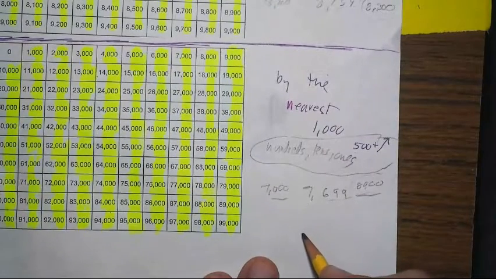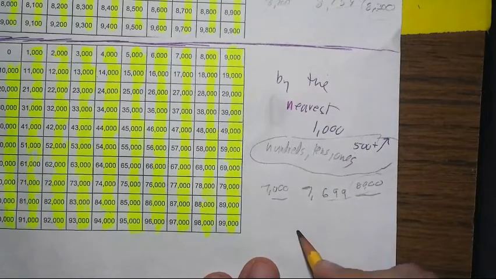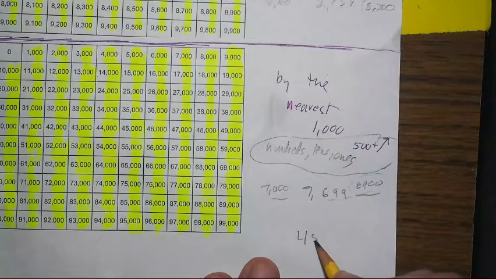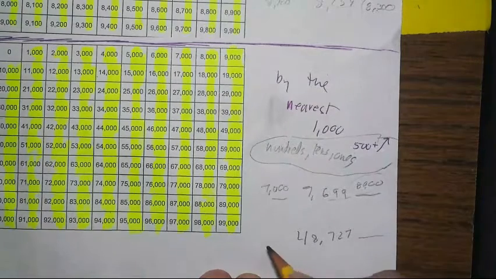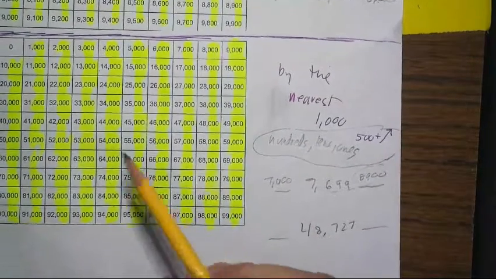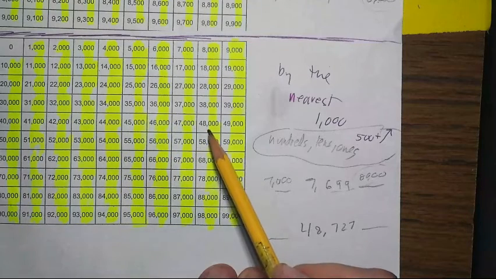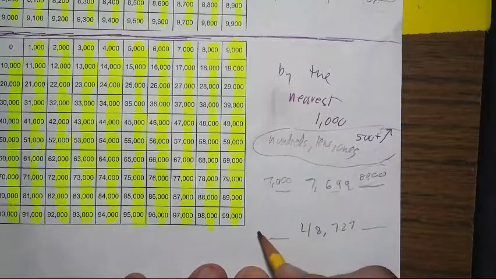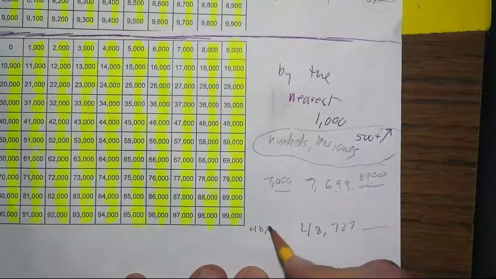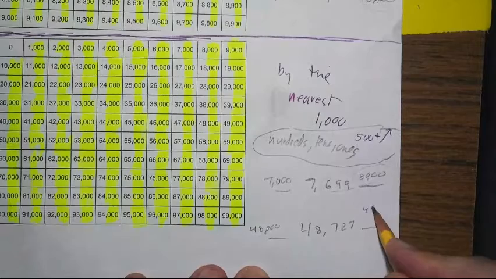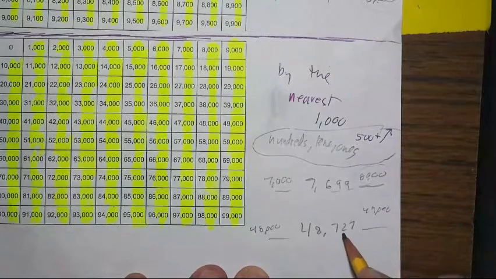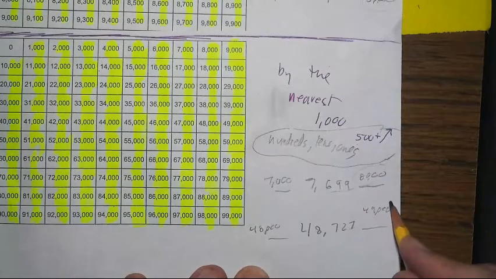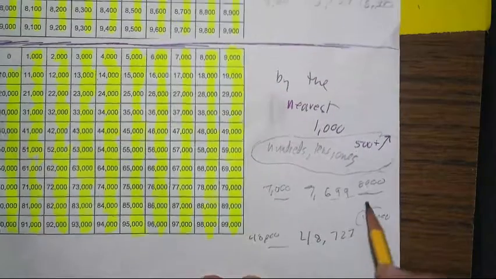Now, the more difficult case would be something like, let's go 48,727. So I have to find the 48,000s, 48,000, 49,000. So it must be between 48,000 and 49,000. And the 727 is more than 500, so it rounds up to 49,000.